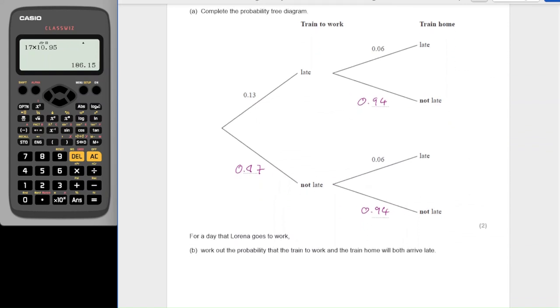For a day that Lorena goes to work, work out the probability that the train to work and the train home will both arrive late. So both arrive late would be this branch here, which is going to be 0.13 multiplied by 0.06, which gives me 0.0078.